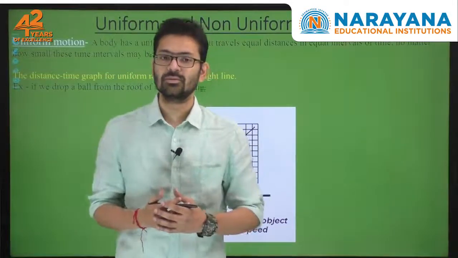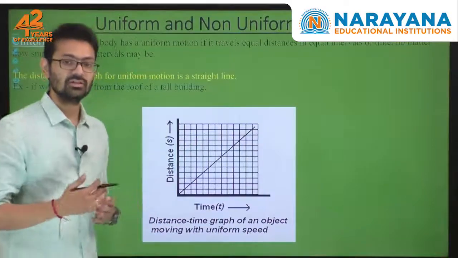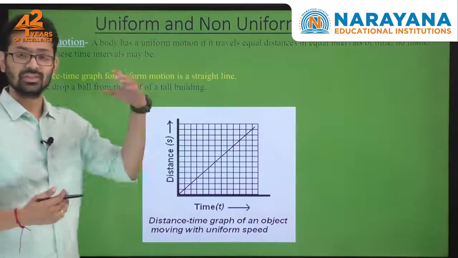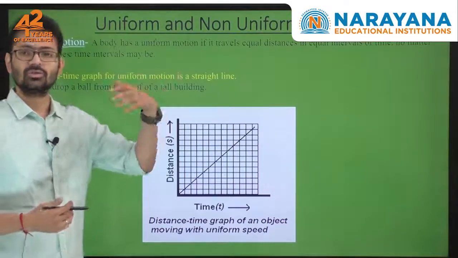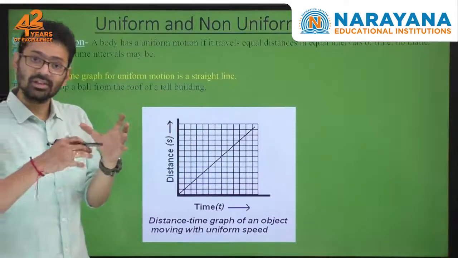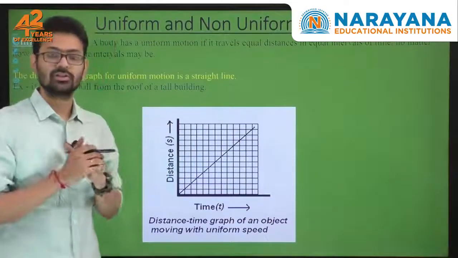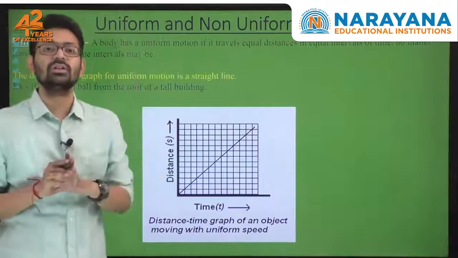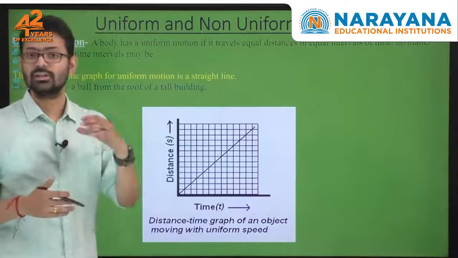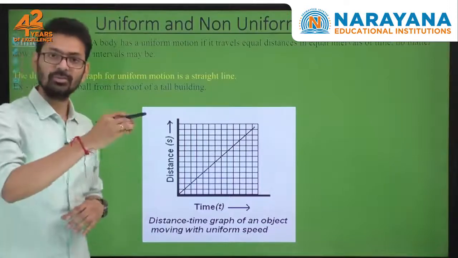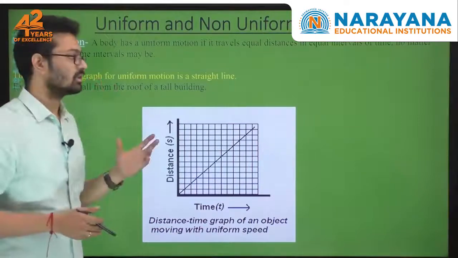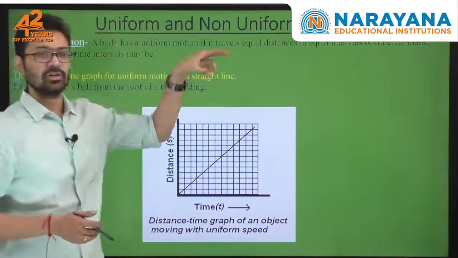There are different types of motion, like rectilinear motion, circular motion, and rotatory motion. I am not talking about those types of motion. I am talking about a difference in those motions also. Whether the motion is circular, rotatory, oscillatory, or any other type, it is classified into two types: uniform and non-uniform motion.